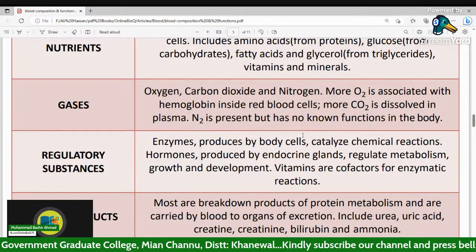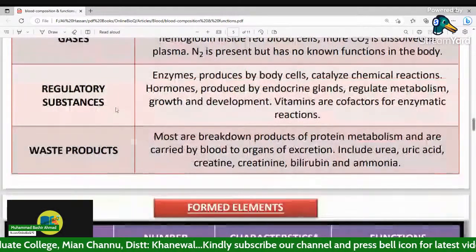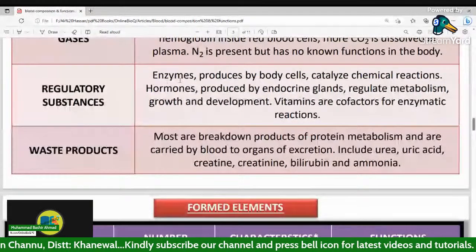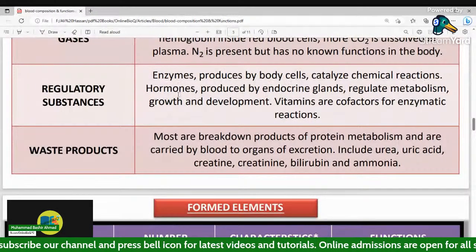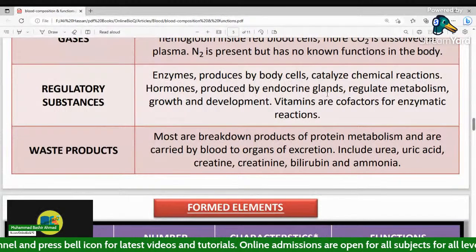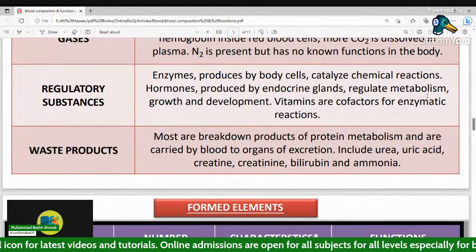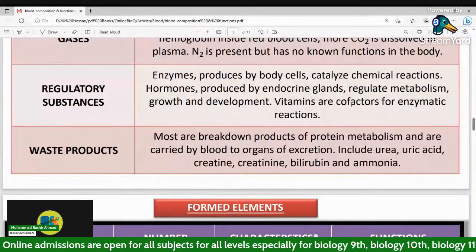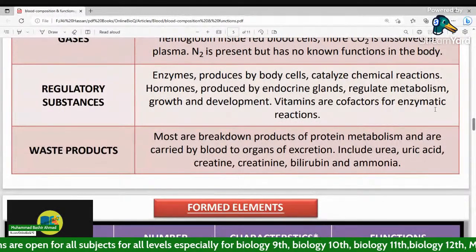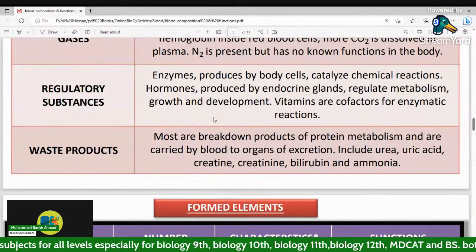When we talk about regulatory substances, these include enzymes produced by body cells, which catalyze chemical reactions, and hormones produced by endocrine glands, which regulate metabolism, growth, and development. Vitamins are cofactors for enzymatic reactions.